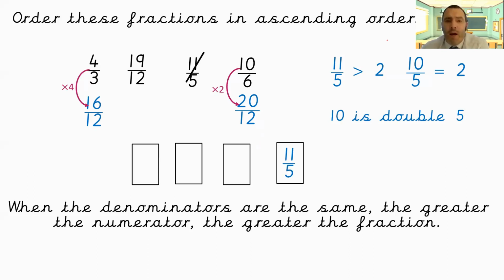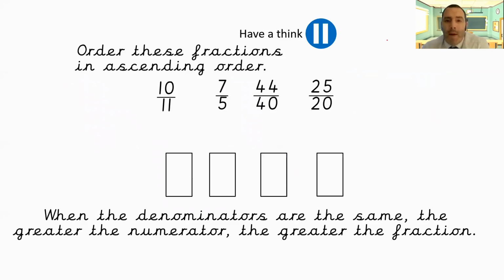And now I'm just comparing my fractions as we know we can. So all the denominators are the same. So the greater the numerator, the greater the fraction. So 4/3, 19/12, and 10/6 there will be our sequence. So have a look at these ones. 3 of them you can work with. 1 of them you will need to do something different with. So the same as we did on the previous slide. Have a go yourself and see how you get on.